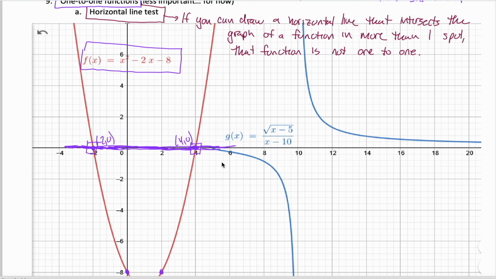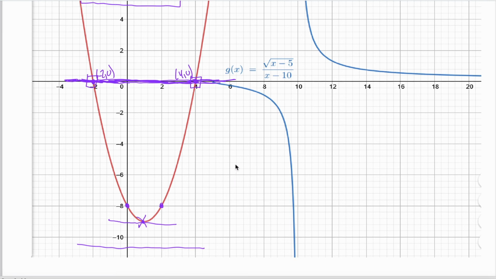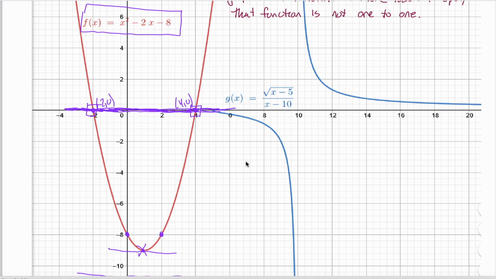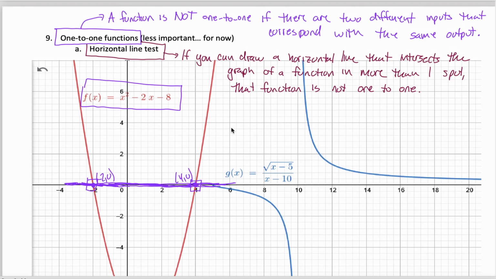Much like the vertical line test, I'm not claiming that all horizontal lines intersect the graph in more than one spot. I could very carefully draw a horizontal line down here that only intersects the graph in one spot, or even a horizontal line down here that doesn't intersect the graph at all. I'm just saying that it's possible to draw a horizontal line that intersects the graph in more than one spot. Therefore, the graph is not one-to-one. And so if you can't draw such a line, well, then the graph is one-to-one.